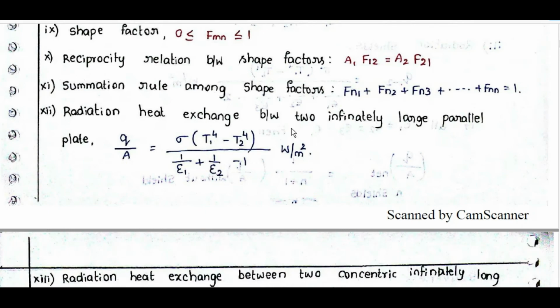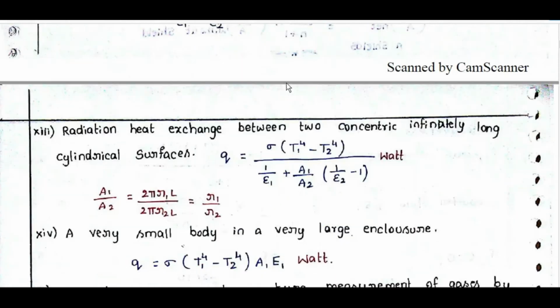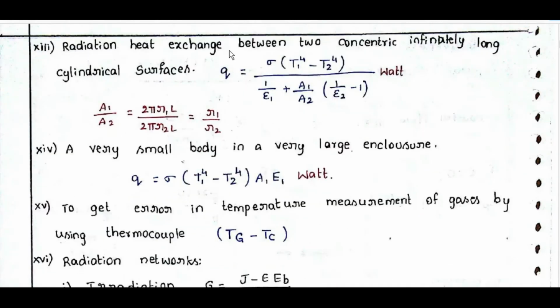Radiation heat exchange between two infinitely large parallel plates: Q by A is equal to sigma (T1 power 4 minus T2 power 4) by (1 by epsilon 1 plus 1 by epsilon 2 minus 1), watt per meter square. Radiation heat exchange between two concentric infinitely long cylindrical surfaces: Q is equal to sigma into (T1 power 4 minus T2 power 4) by (1 by epsilon 1 plus A1 by A2 into (1 by epsilon 2 minus 1)), in watt. A1 by A2 is equal to 2 pi R1 L by 2 pi R2 L, which is equal to R1 by R2.